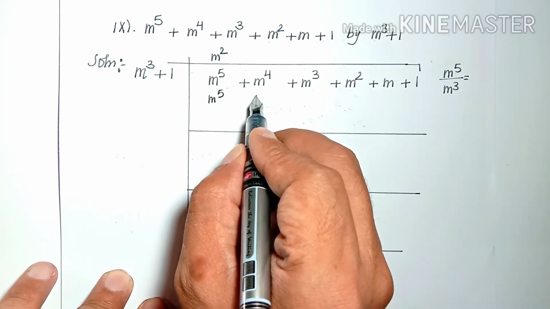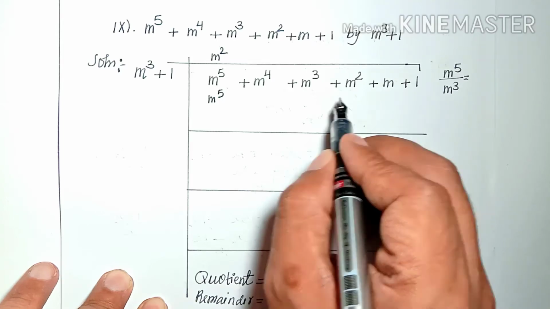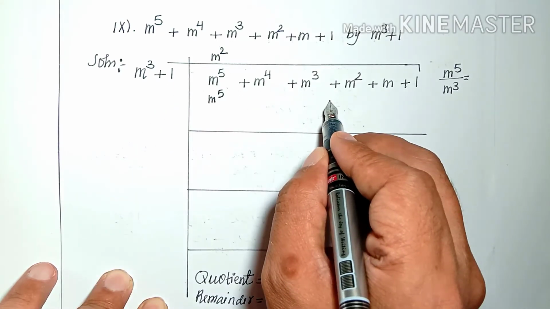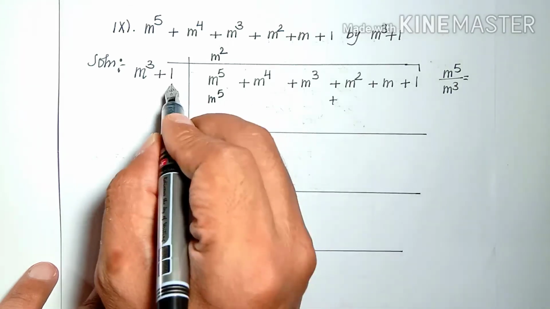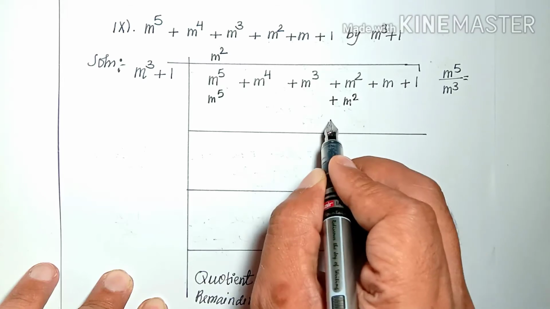It is m raised to 4 plus. This is m cube plus, but m square plus is here. So we take the sign here. Plus plus will be plus. 1 into m square will be 1 m square. Now you'll have to change the sign.